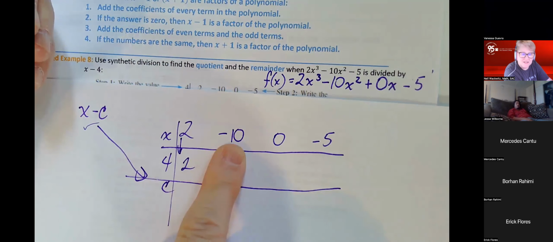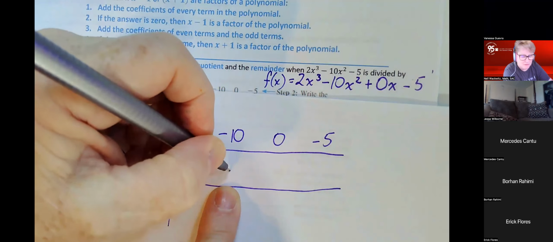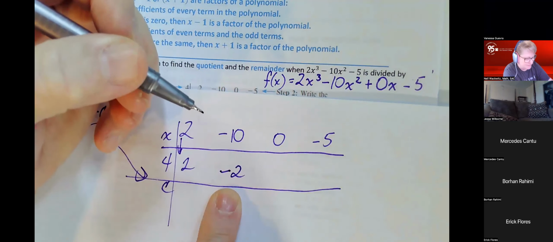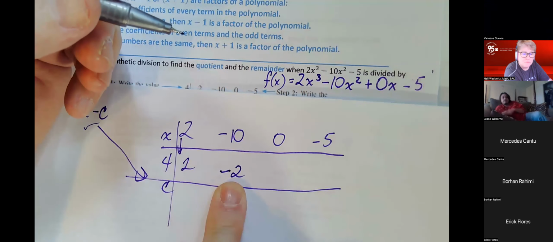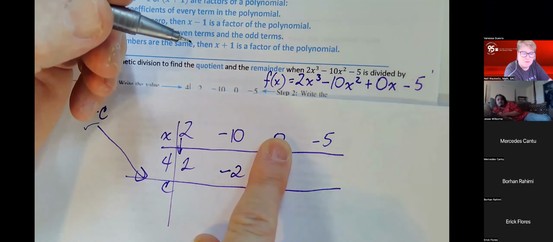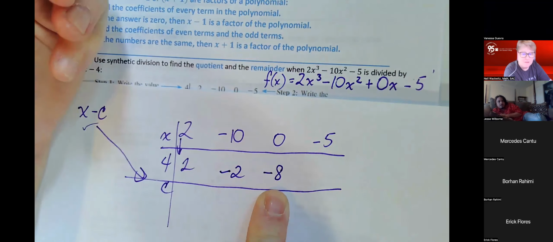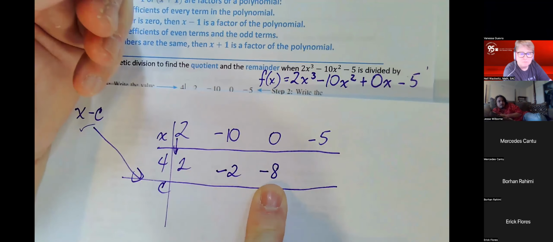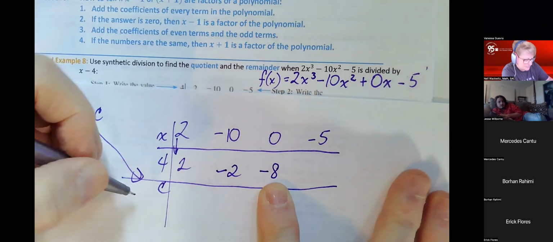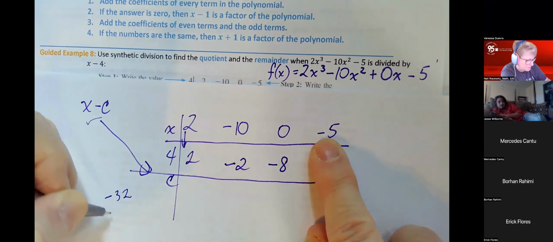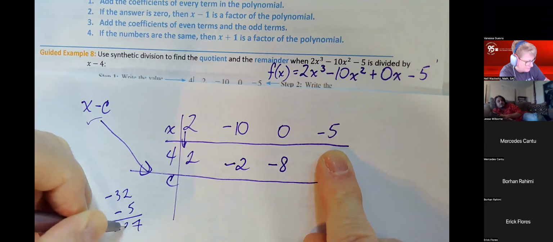Eight, minus 10, 2, positive or negative? Negative. Okay, good. 4 times -2 is -8, plus 0. -8. Good. 4 times -8 is -32. Yes, so -32 plus -5, that's -37.